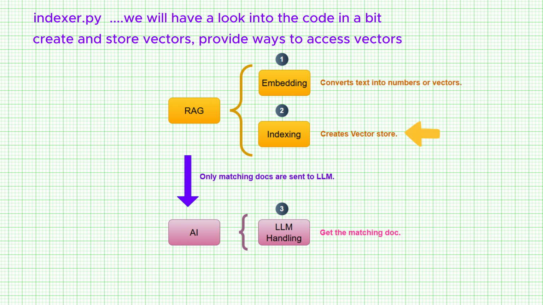The indexer uses a vector store library. In our case, it is FAISS. The indexer takes documents and their embeddings and builds a spatial database, an index, optimized for finding vectors similar to a query which the user gives.